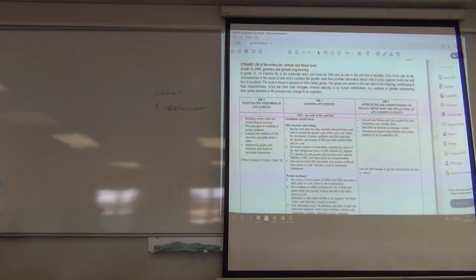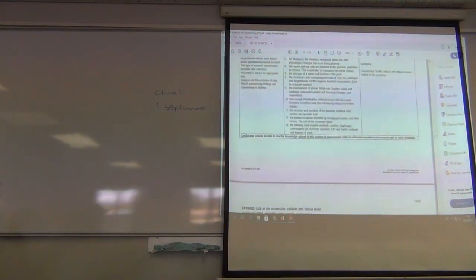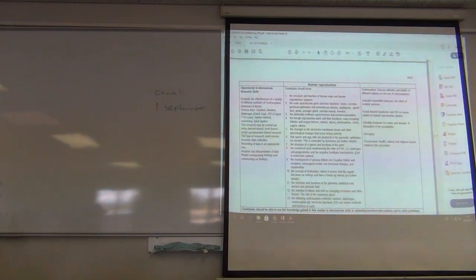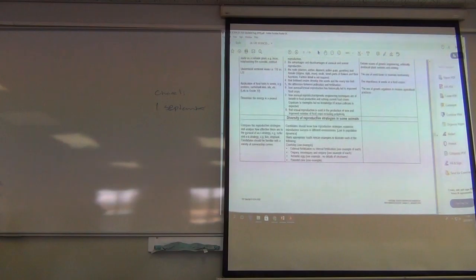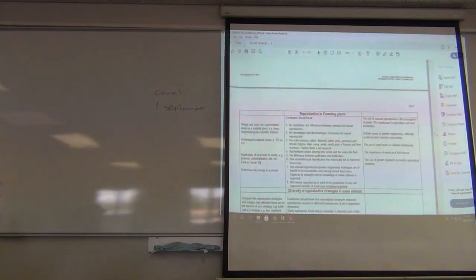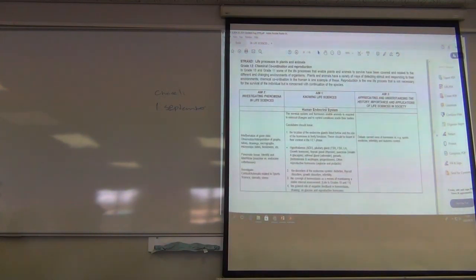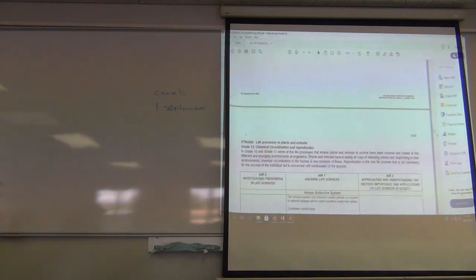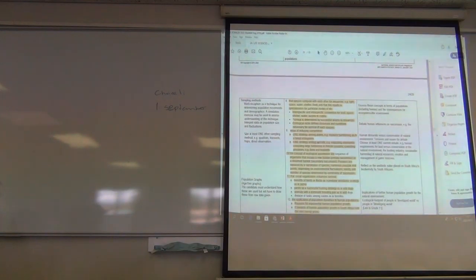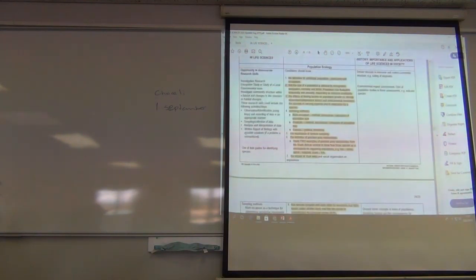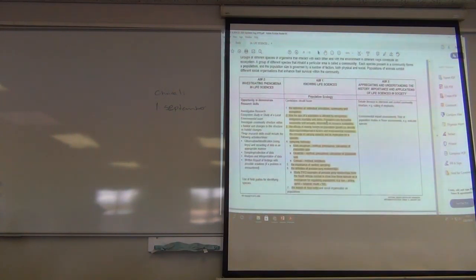Okay, so your three in paper one are evolution, genetics, genetic engineering, meiosis, and DNA and RNA. That's your paper. And human reproduction, diversity of reproductive strategies, reproduction in flowering plants, endocrine. That all for you is in paper one. And only this is in paper two for you guys.